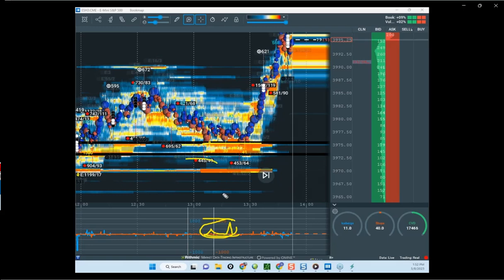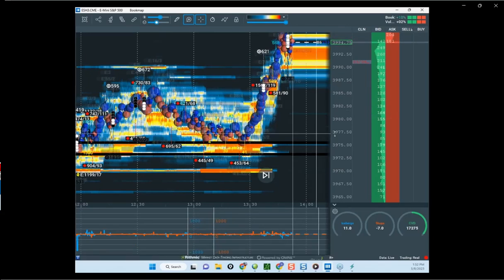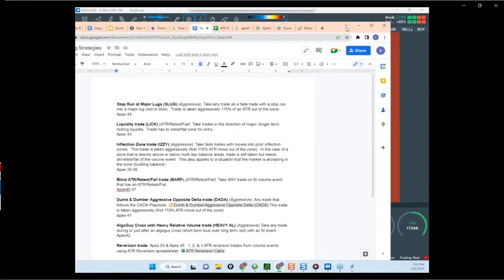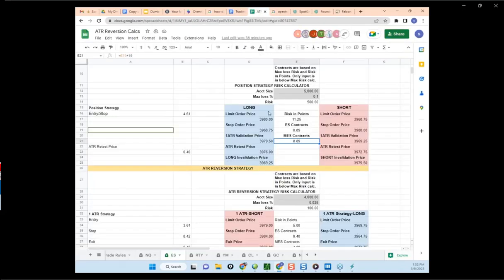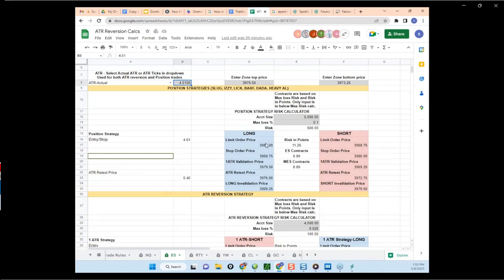But what we do is we draw the zones based on the spike. Show that every day. You take your bubbles off. We'll do it again in the morning. Take your bubbles off. Draw your zone. Figure out your zone prices. And then you come to your spreadsheet, and you put your zone prices in the spreadsheet. The top of the zone, the bottom of the zone. Then you put your current ATR that it is when you're trading it up until you get filled. You've got to stay on top of this. Then this tells you the exact price that you want to get in.